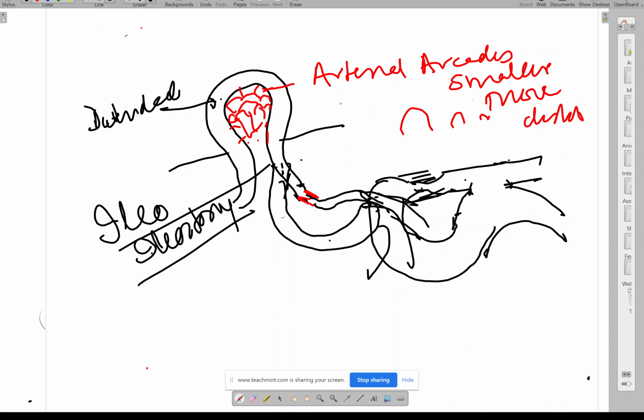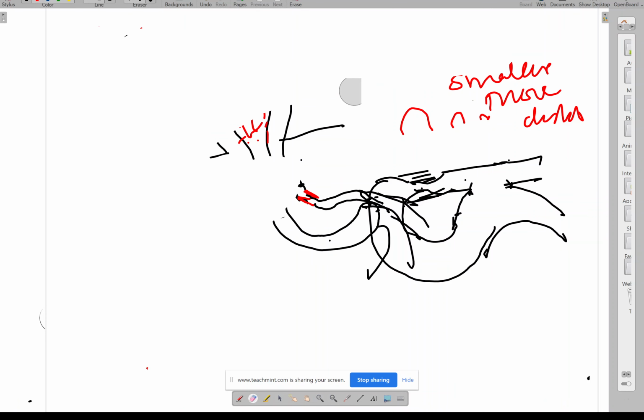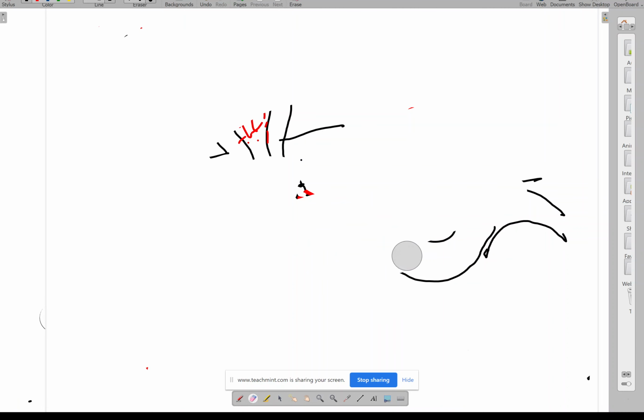Correct? Now we move more distal. Tell me what is the reason of obstruction at the ileocecal junction. Tell me. Why does obstruction occur at the ileocecal junction?